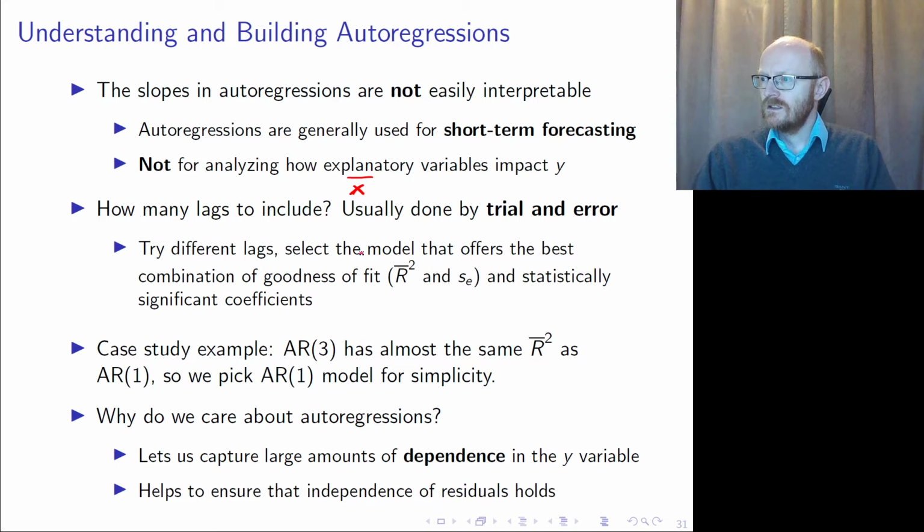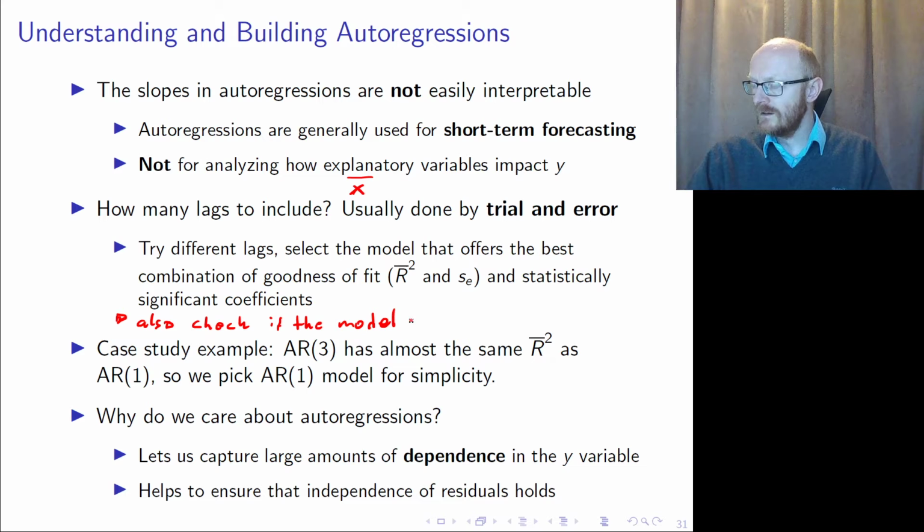So you just try different lags and look for an increase in adjusted R squared and a reduced standard error, and of course statistically significant coefficients, and also check if the model explains the dependence in residuals.